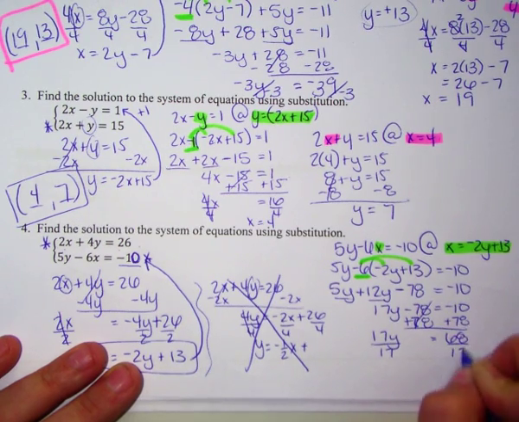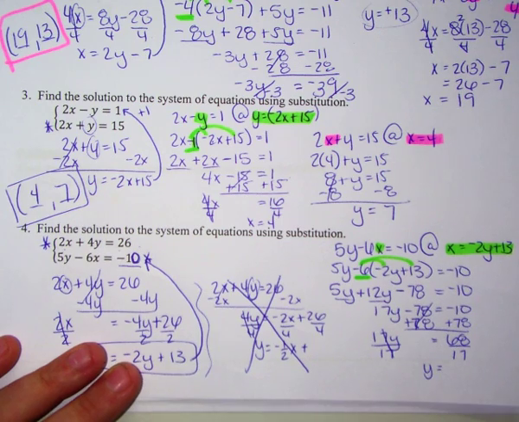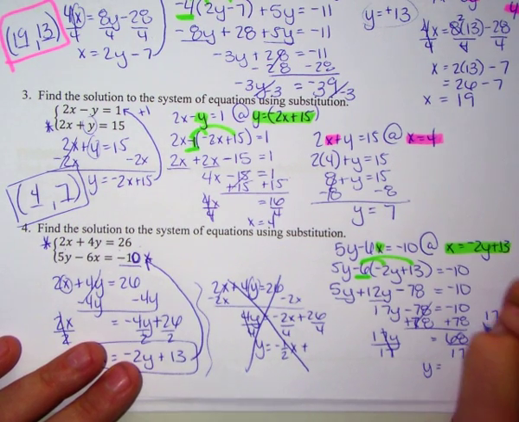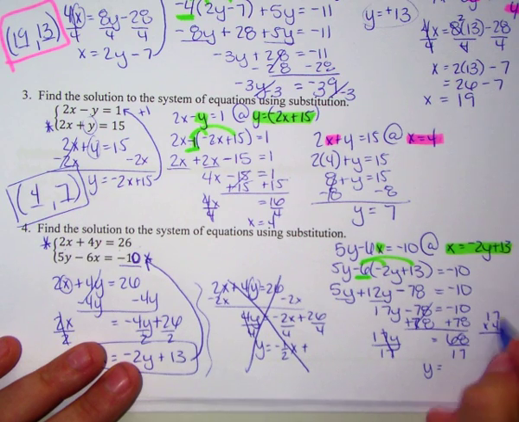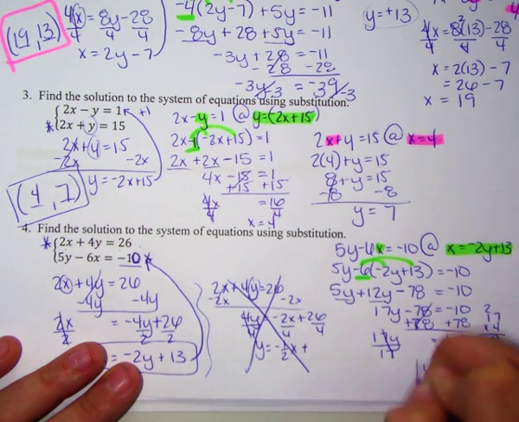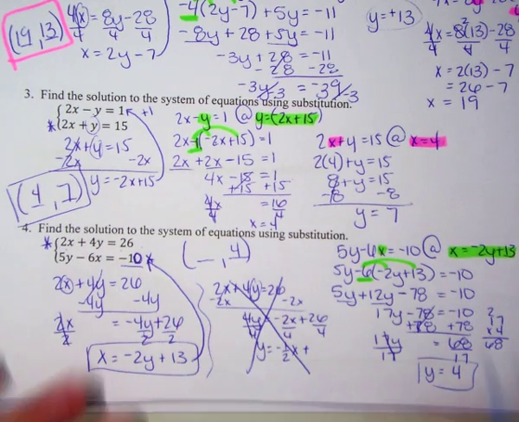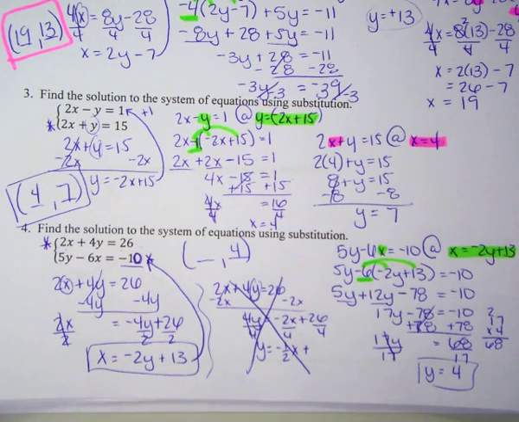Divide by 17. Now this looks awful, but it's really not that bad. 17 times 4, I believe, is 68. 4 times 7 is 28. 4 times 1 is 4, plus 2 is 6. So in our answer, y is 4, and you can substitute back in for the very last answer.